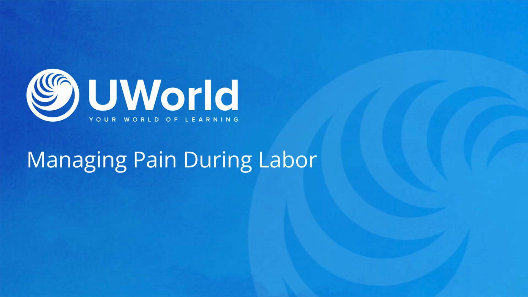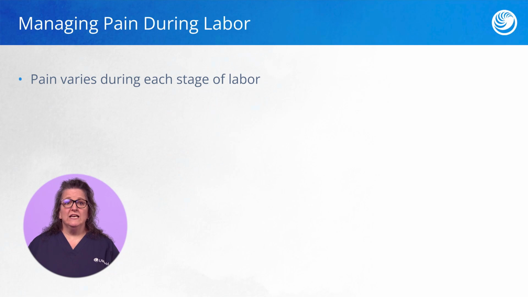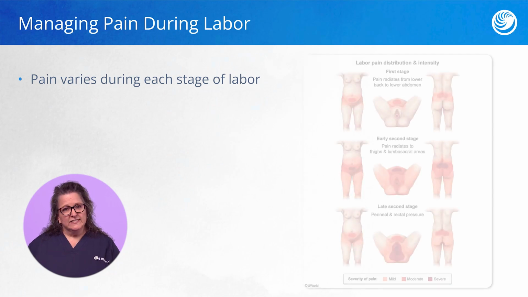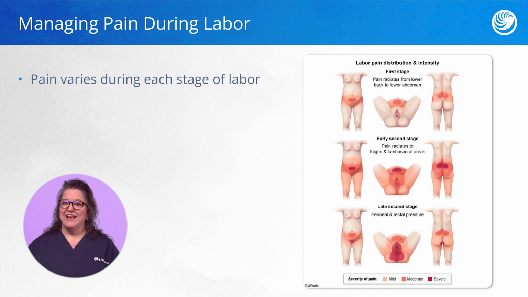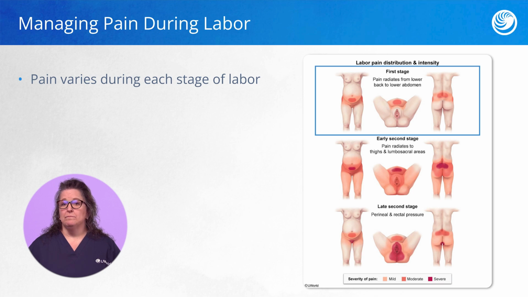This topic is managing pain during labor. Pain varies during each stage of labor. You can see in the image the location and the different colors showing the severity of the pain in each stage. In the first stage, pain is in the lower back and radiates to the lower abdomen.